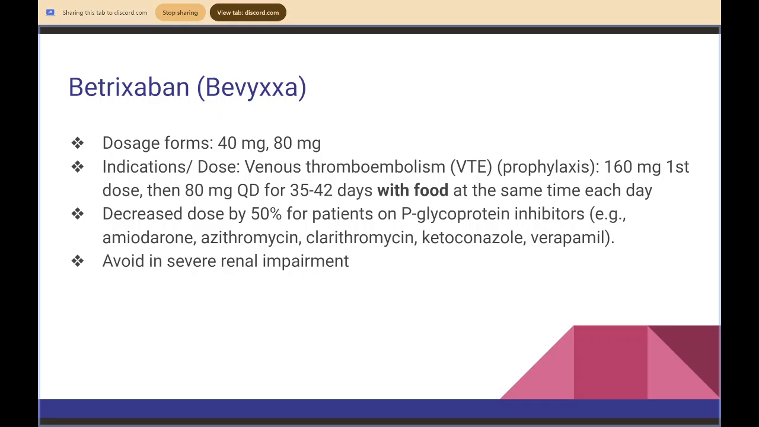If a patient is taking a P-glycoprotein inhibitor, such as amiodarone, azithromycin, clarithromycin, ketoconazole, or verapamil, you want to decrease the dose, and you want to avoid in severe renal impairment. In the chat, can you tell me a brand name for clarithromycin, please? Clarithromycin.